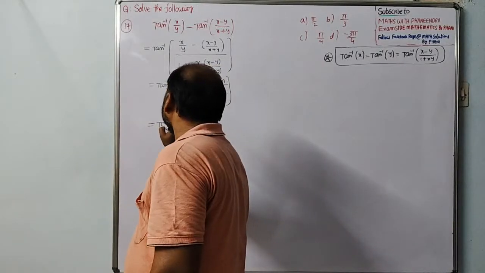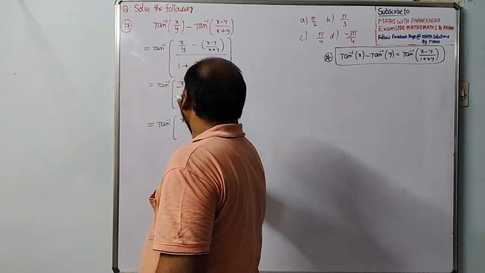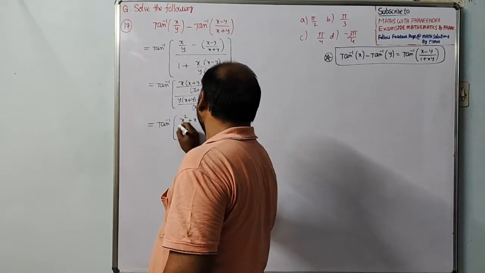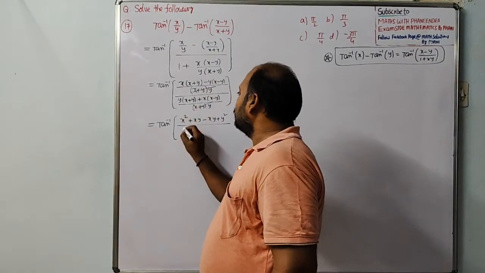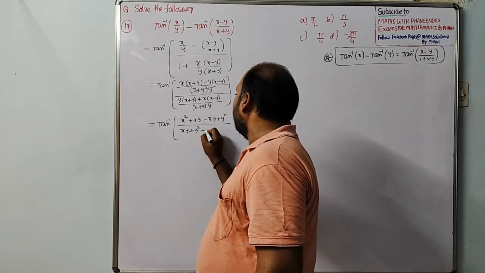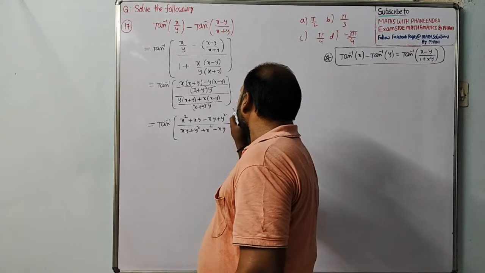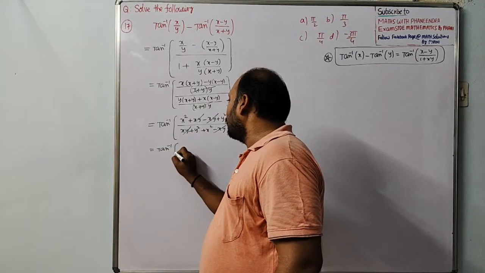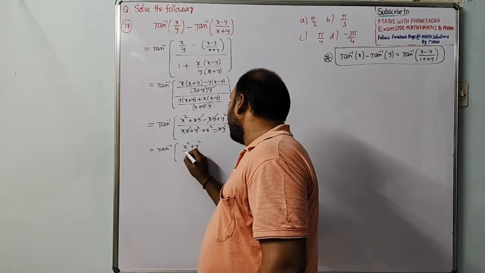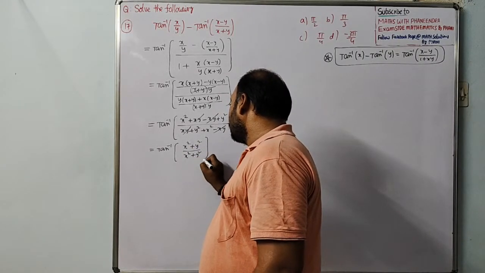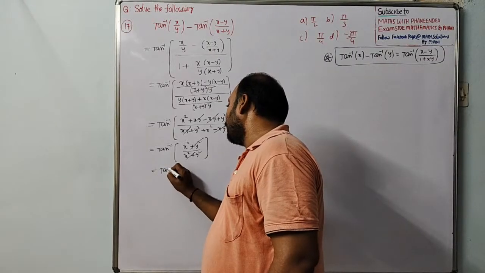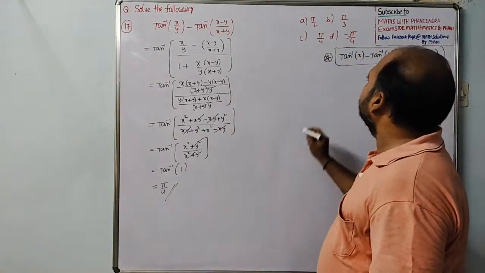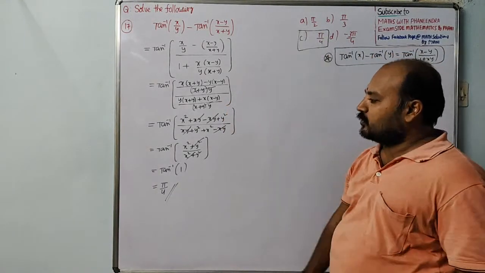So what remains? Tan inverse of x into x is x square plus xy minus xy plus y square, whole divided by xy plus y square plus x square minus xy. So here minus xy and plus xy get cancelled, and xy terms cancel. Tan inverse of x square plus y square divided by x square plus y square. So both also cancel. Tan inverse of 1. So tan inverse of 1 is equal to what? Pi by 4. So what is our answer? The third option is the right option, dear students.